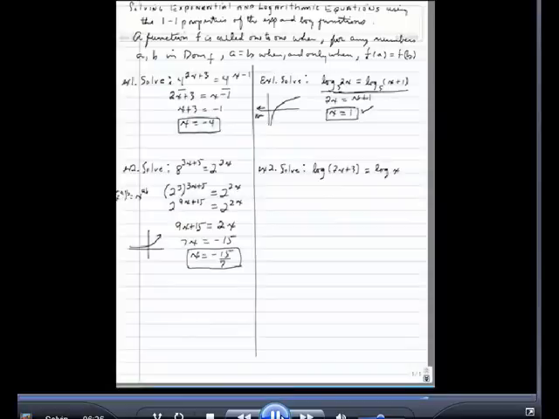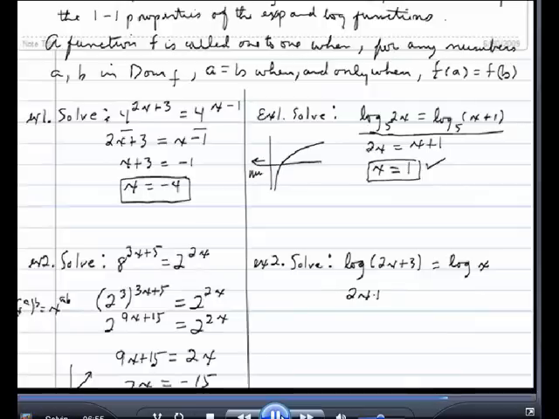Here, we're not showing a log base, so we're wondering, don't you need the same log base in order to use the one-to-one property? And yes, you do. However, when no base is shown, the base is 10. So both of those are logs base 10, and we can use the one-to-one property. So here we have 2x plus 3 is equal to x. We move the x over to the left and the 3 over to the right, and we get x equals negative 3.